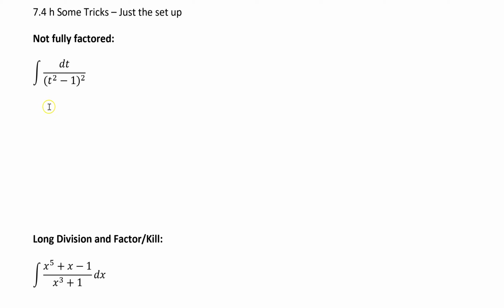Our first one here, we have a denominator of t squared minus 1. We may initially just think, oh, this is a quadratic. However, t squared minus 1 is factorable. So t squared minus 1 would be (t minus 1)(t plus 1). If we put a square around it, each of these is also squared.